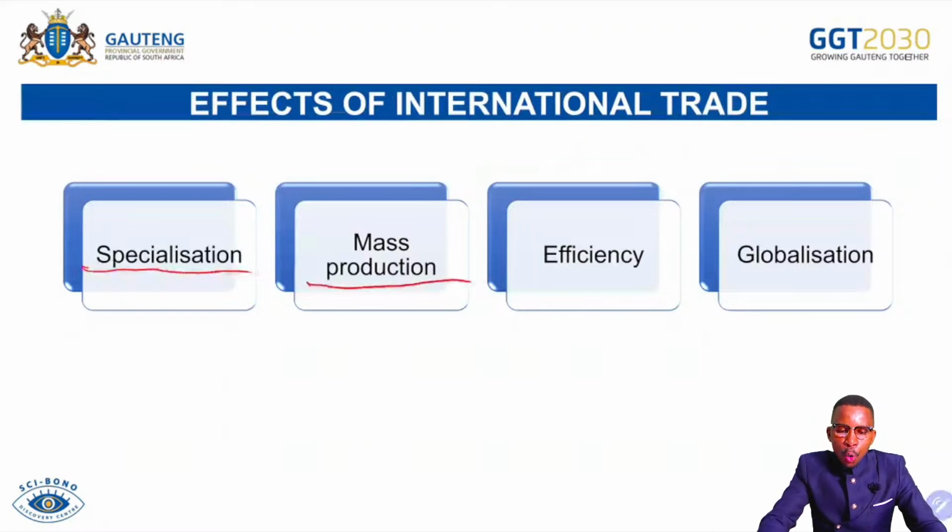Mass production: with the fact that we are exposed to foreign trade, we can be producing goods in large quantities, which allows us to achieve mass production efficiency.